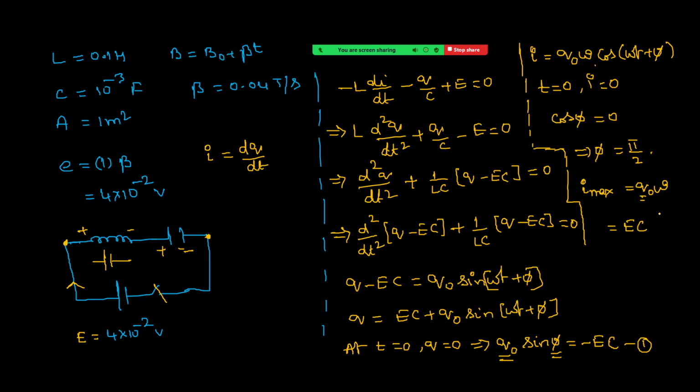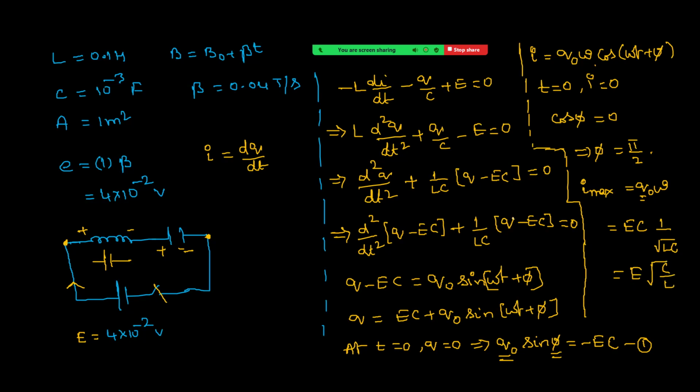Omega, already we got the value of omega. This is omega square, because this is of the form d square x by dt square plus omega square x equal to 0. So omega value is now 1 by root LC. Now see what we get here. The answer is now E root of C by L.